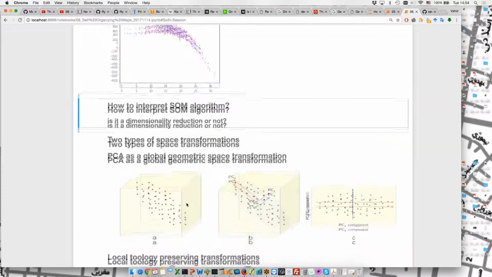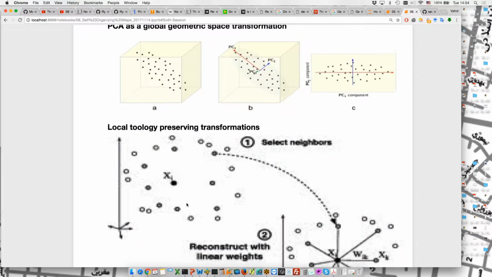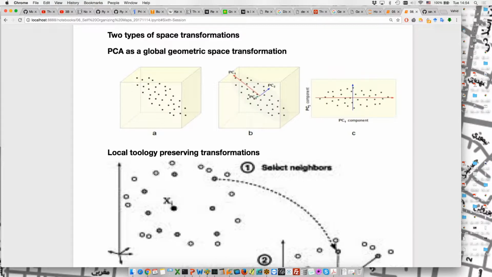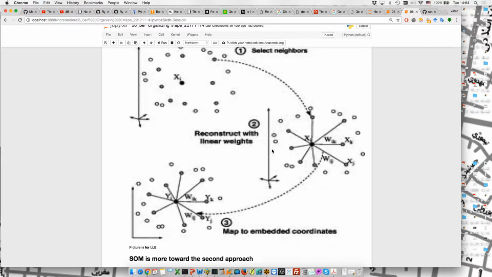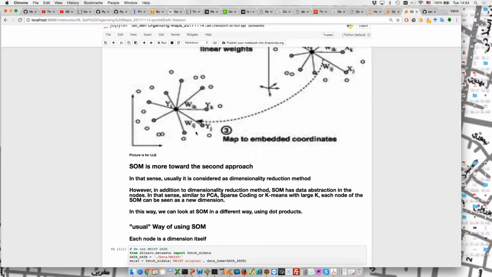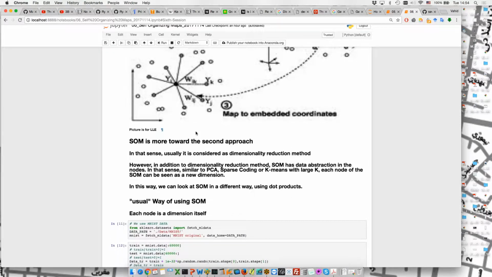So it's very generic. As I told you, you can now think about it as a kind of transformation as well. And this is what we do in PCA, and this is what we do in topology preservation methods, right? And in SOM it is like that. So in that sense, usually it's considered as a dimensional reduction method. However, in addition to dimensional reduction, SOM has data abstraction that we discussed. And in that sense, similar to PCA, sparse coding and k-means with large K, each node of SOM can be seen as a new dimension.